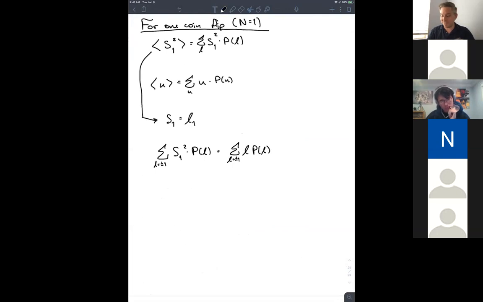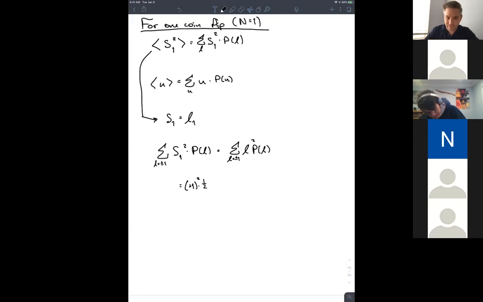Okay, so let's just do it. You just stick in numbers. All right, so if L equals +1, then L is +1. Excuse me, we have to square it, of course. So +1 squared times the probability of getting +1. Well, that's a half. Okay, plus, what happens if L is -1? Well, we write in L is -1, and then we square it, times the probability of getting -1. Well, that's again a half. Okay, so there it is.